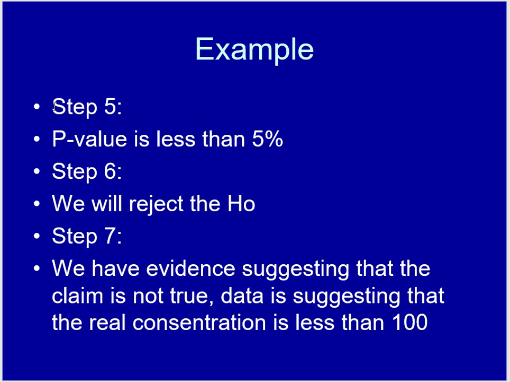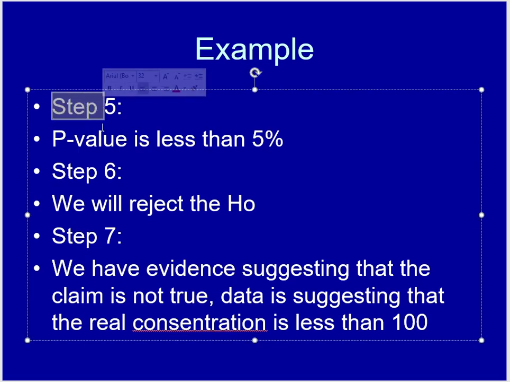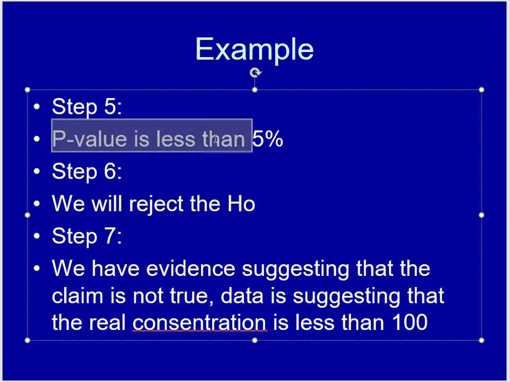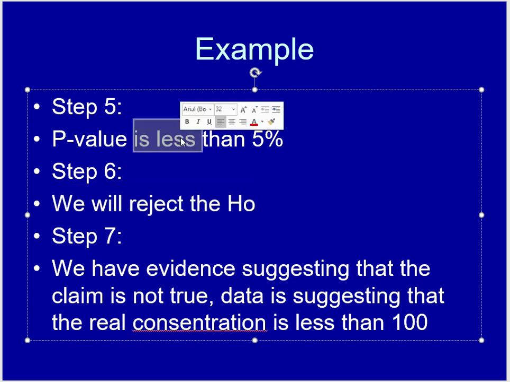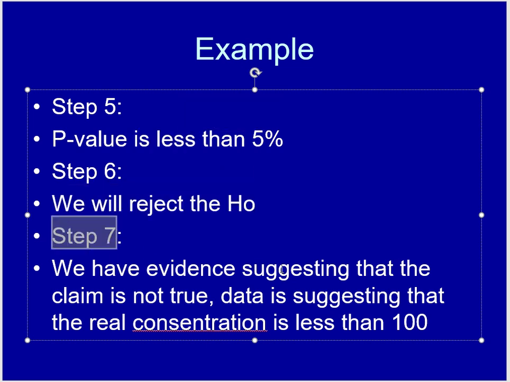Therefore, step number 5, we compare the p-value to alpha. Step number 6, we're going to reject the null hypothesis since the p-value came out to be less than alpha. And that gives us step number 7. We have evidence suggesting that the claim of the company is not true. And based on the sample we observed, we're leaning towards the concentration used by the company actually being less than 100.